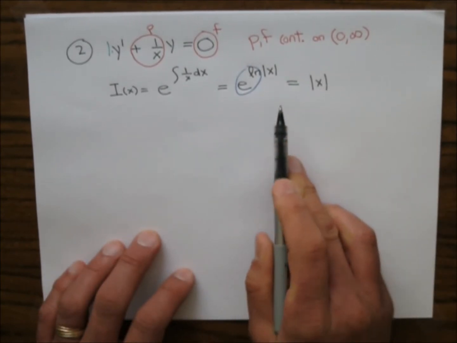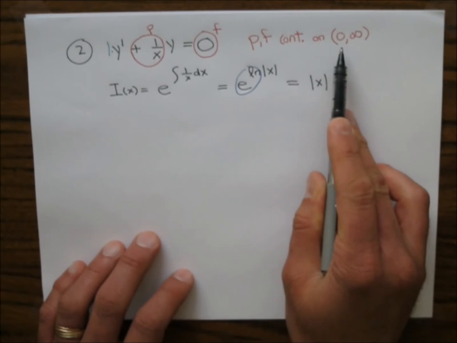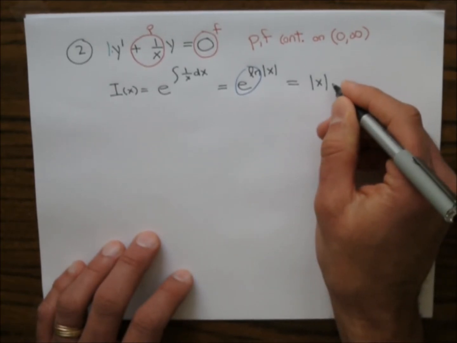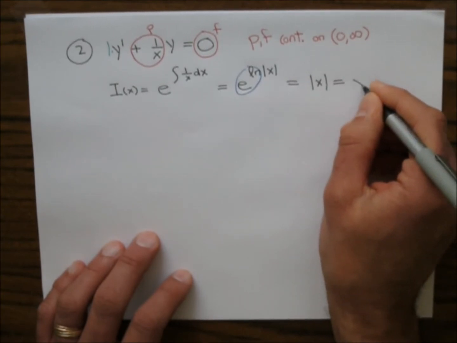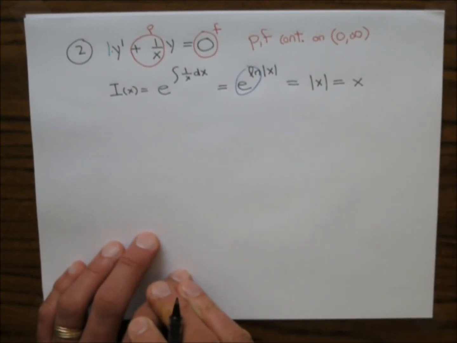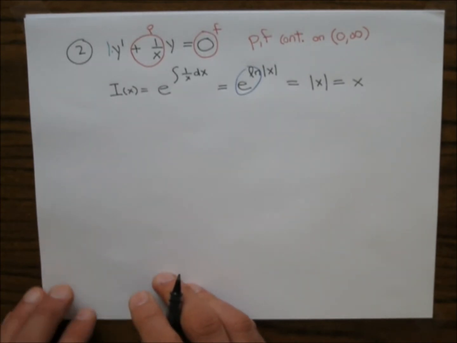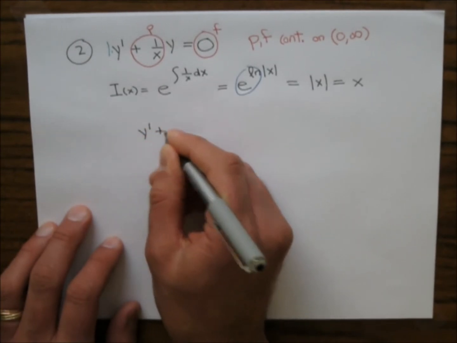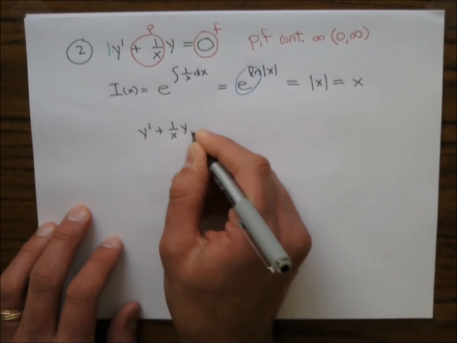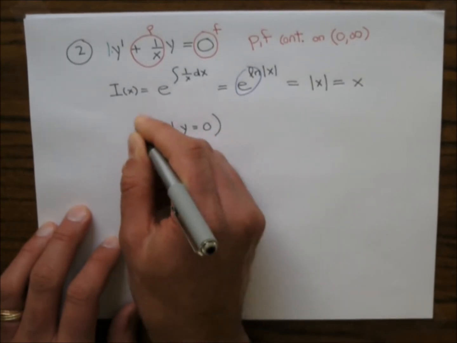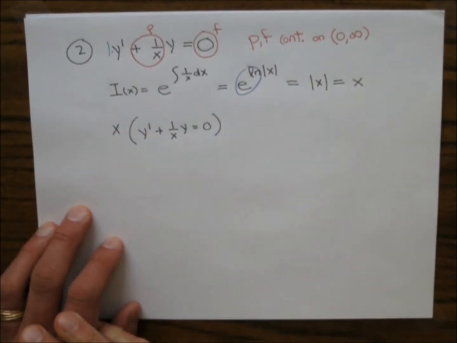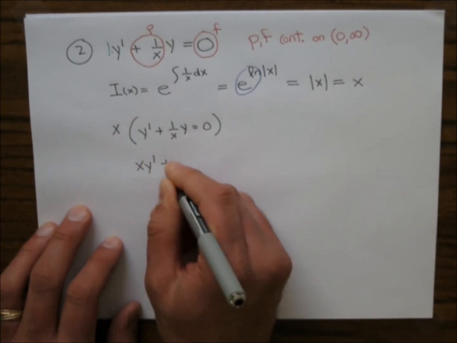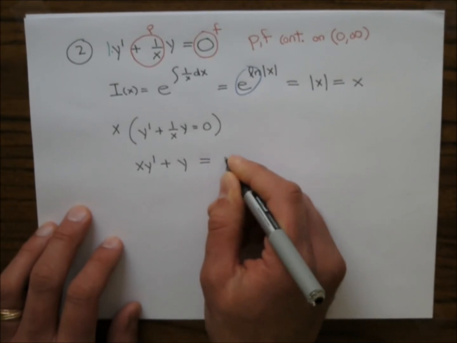Now here's the great part. Since we're solving this on the interval 0 to infinity, x is always going to be positive, so we can just write the integrating factor as an x. Okay, the next step is taking our differential equation, multiplying both sides by the integrating factor. When I do that, I get x y prime plus y equals 0.